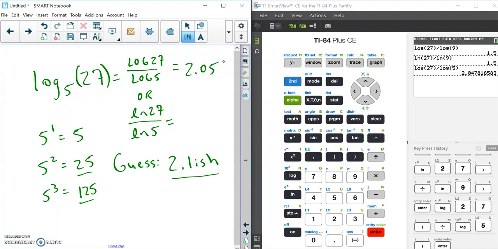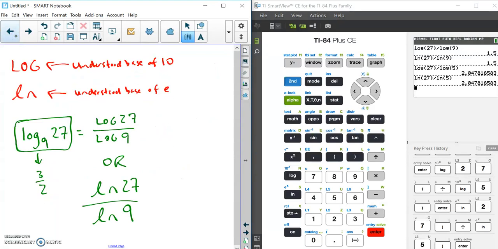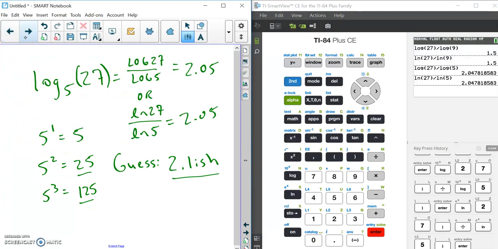2.05. And then also, if we wanted to check it the other way, we could also try the natural log of 27 divided by the natural log of 5, which should give us the exact same answer of about 2.05. So here we're seeing how the change of base property works. It allows us, if we can find a common base, to do this by hand, or if we can't find a common base, like on this example, we would have to do it using a calculator.